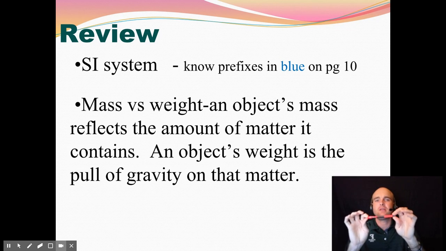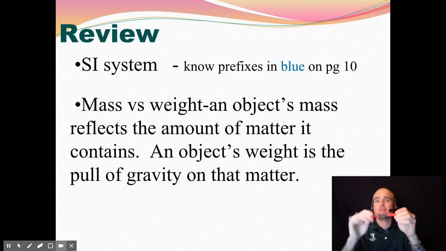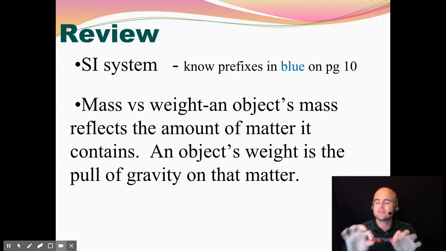So the pen here has matter, and so it has mass. If it was taken to the planet Mars or Pluto or maybe the moon, it's not a planet, it would have the exact same amount of mass. Okay, but it would not have the same weight, because the pull of gravity is different on all those different places.